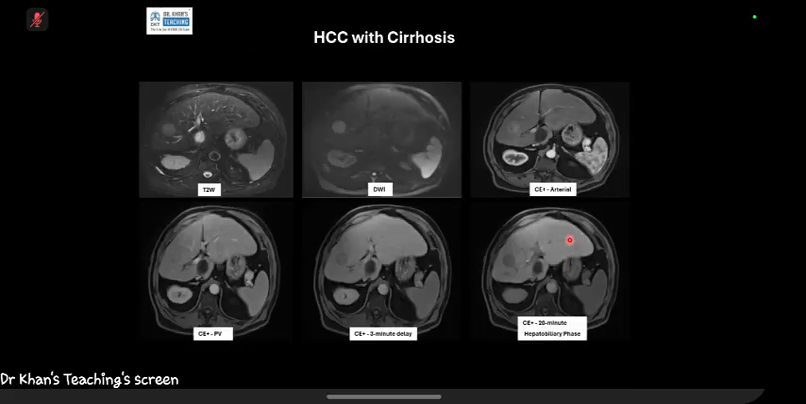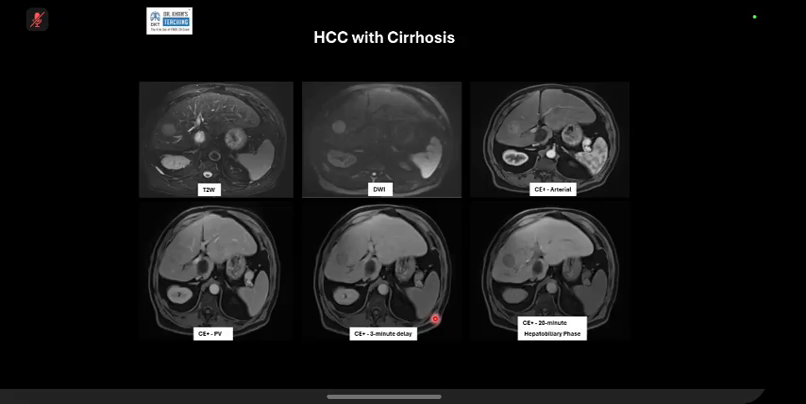This is cirrhosis of the liver. You can see T2 high signal, DWI restricted diffusion, arterial enhancement, and then washout. So this is classical HCC, and features of cirrhosis are there. You remember your good old, what is the segment which touches here? 6. Usually 6 goes here, isn't it? So it is what? Atrophic.